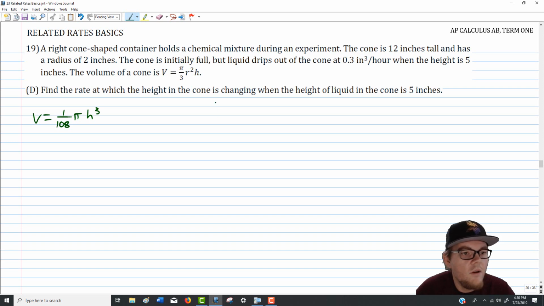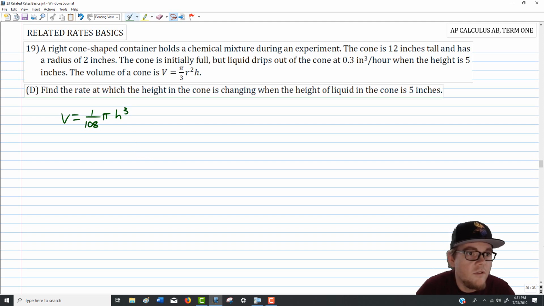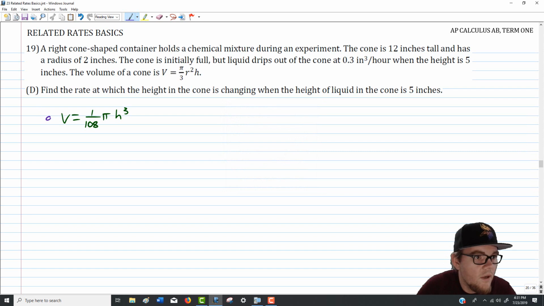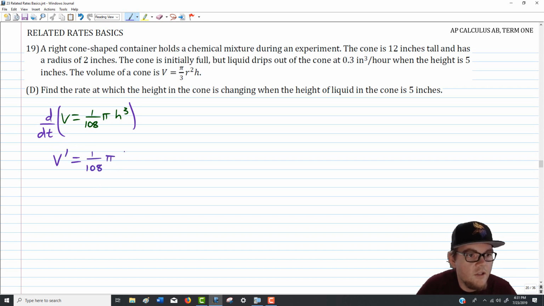And from here, I'm now going to do what part D says, which is find the rate at which the height in the cone is changing when the height of the liquid is 5 inches. So for our purposes, that's a pretty clean thing to do. I'm going to differentiate everything with respect to t. So digging into there, we'll of course have V prime. We'll have 1 over 108 pi. That's not changing. And then we'll multiply it times 3h squared. And then of course, by the chain rule, and because h is changing, times dh dt, or h prime.